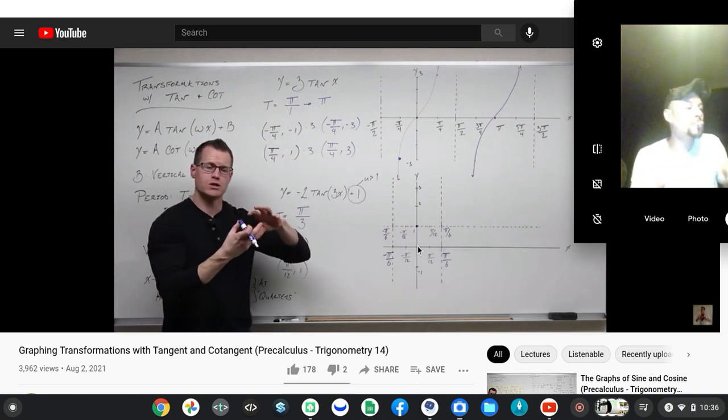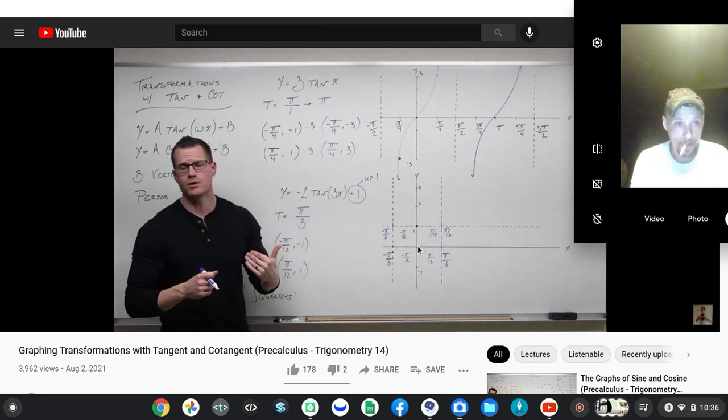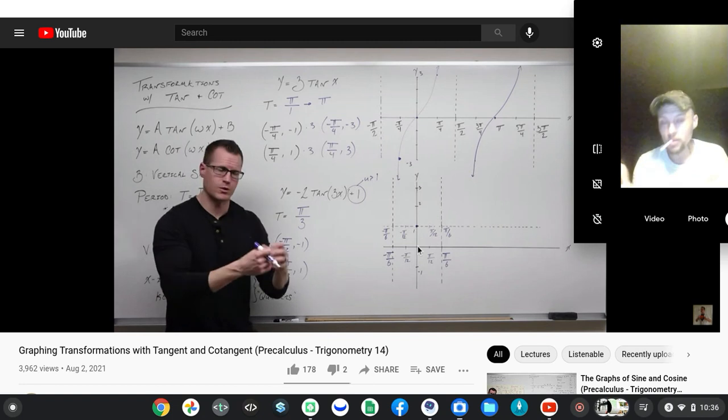Now we're going to stretch and reflect it. That negative 2 does both of those jobs for us. So we multiply the output by that.